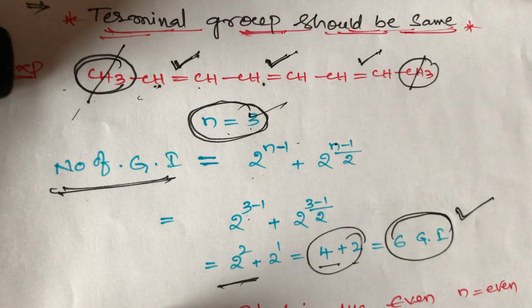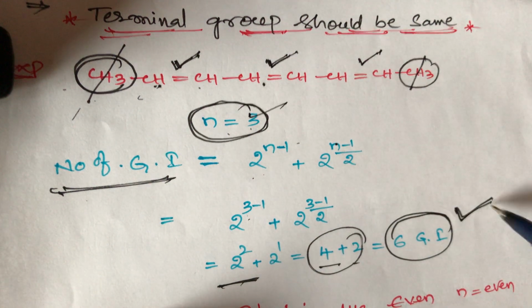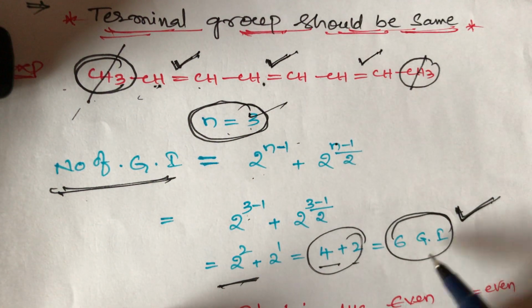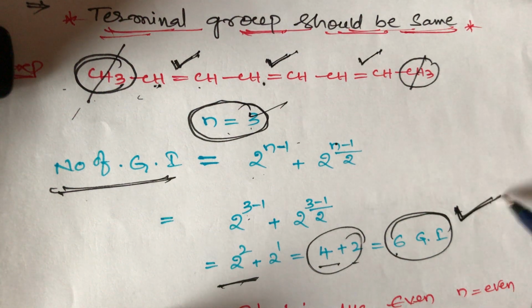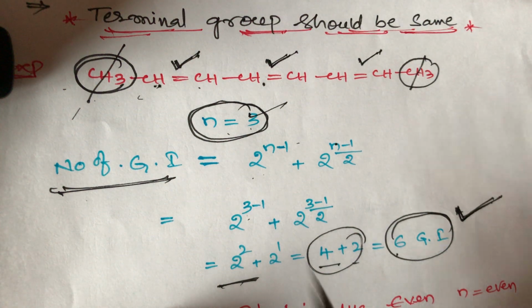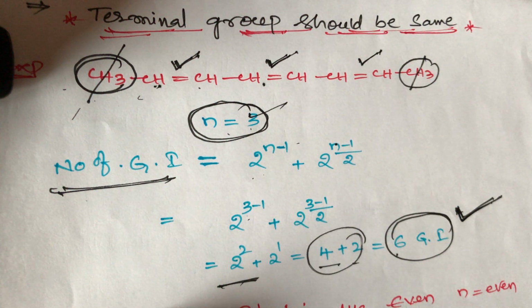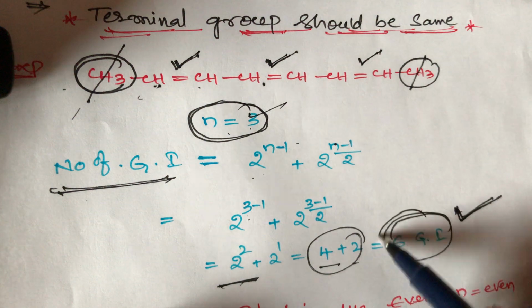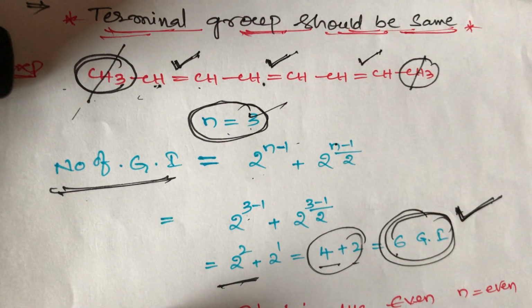In this conclusion, the final answer is that 6 geometrical isomers are possible in this given compound. So here the n value is 3, we substitute the n value 3 in this compound. What is the final result? 6 geometrical isomers are possible in this given symmetrical compound.